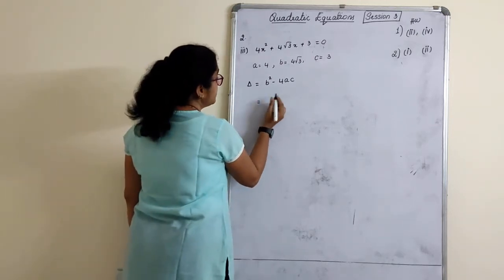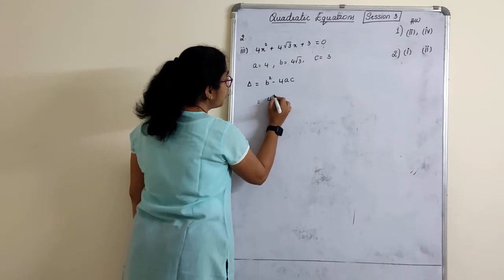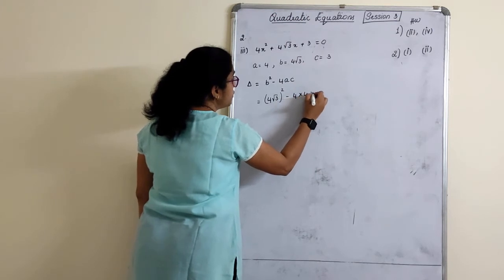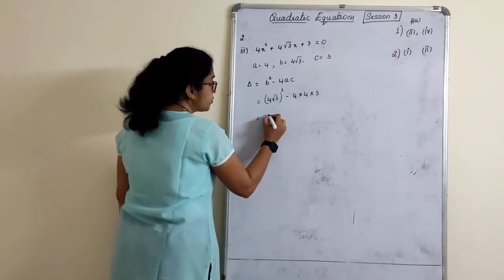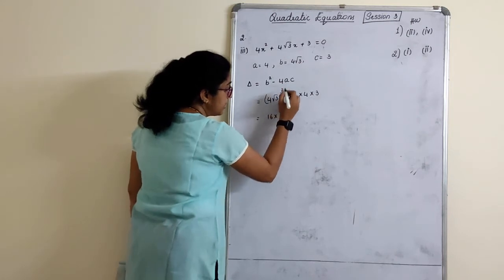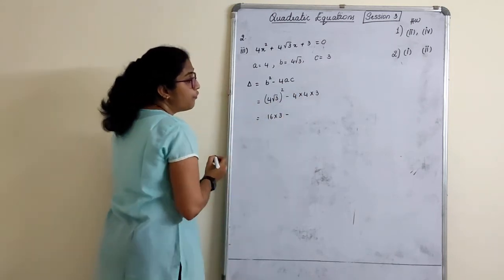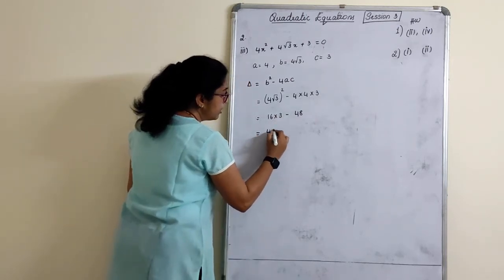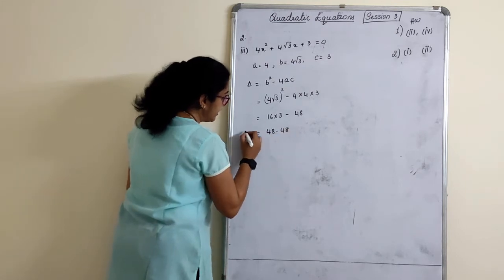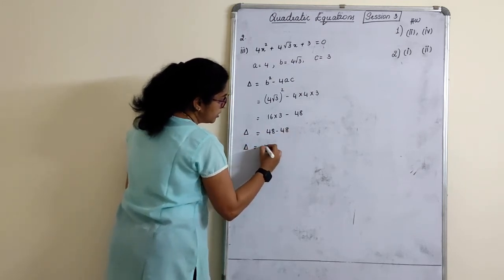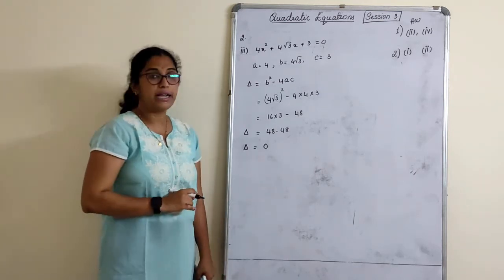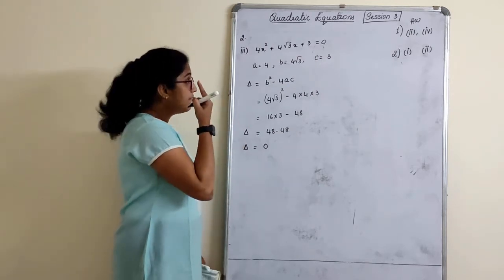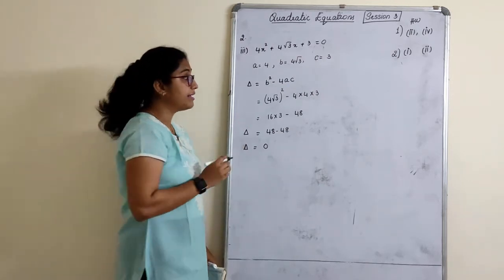So what is b square? B square is 4 root 3 whole square minus 4 into 4 into 3. 4 square is 16, root 3 square is 3, minus 4 4s are 16, 16 3s are 48. 48 minus 48, so delta is equal to 0. That is, b square minus 4ac is equal to 0, which means the solution exists. Why? Because our discriminant should always be greater than or equal to 0.